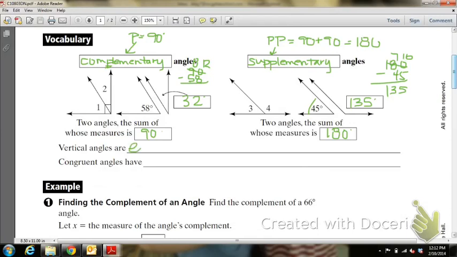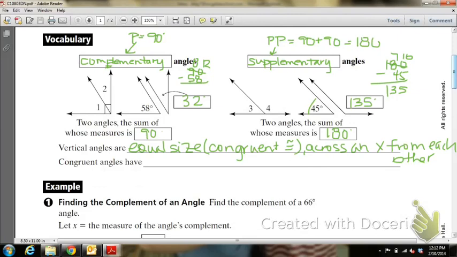Vertical angles are equal size, which means that they're congruent, which we use an equal sign with a squiggle over. And they are across an x from each other. And congruent angles have the same measurement. Okay, so they're the same size.